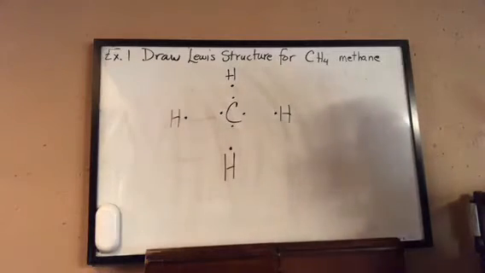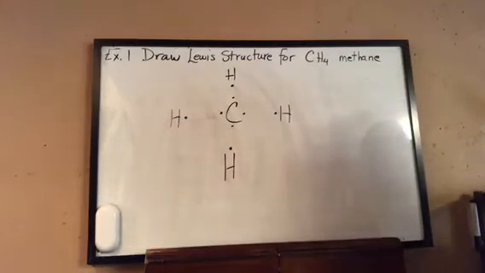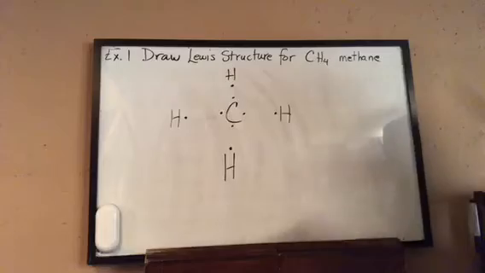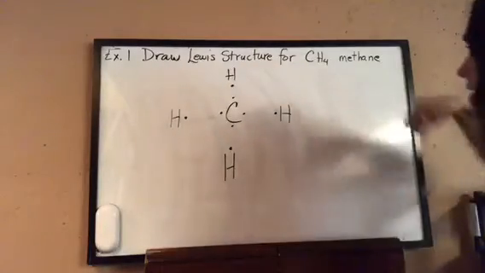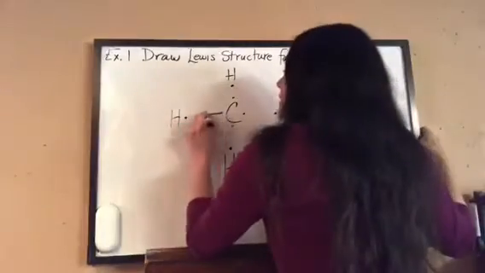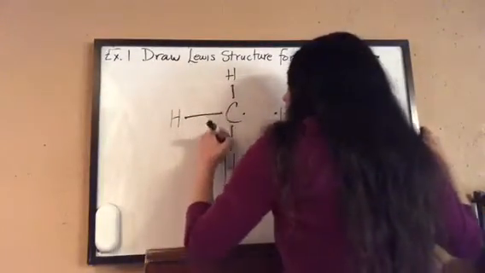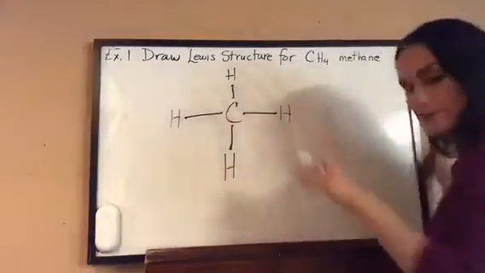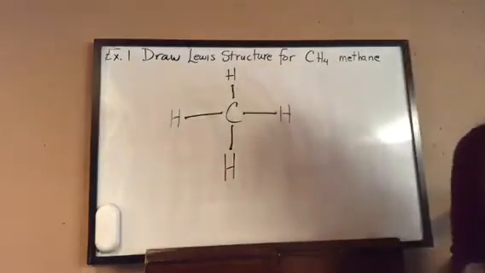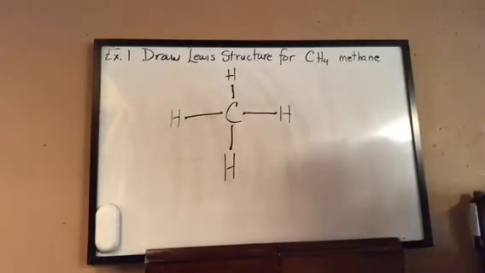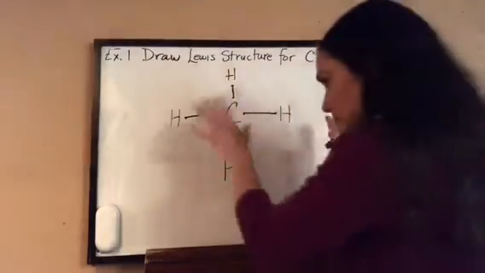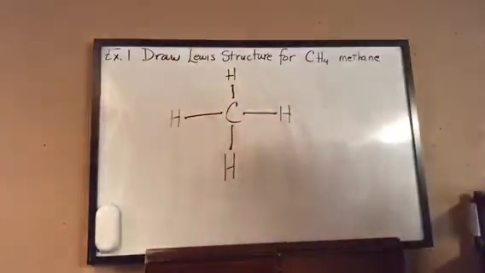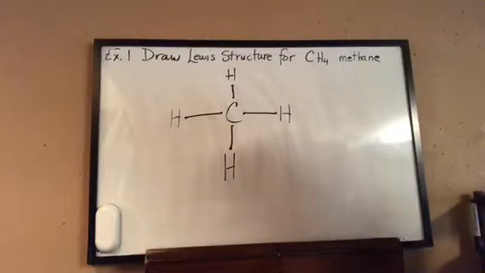Okay, so the next rule is to draw the bonds. Two electrons form one bond. So in this example, we can show it by connecting the dots. Sometimes it's shown by just circling the dots. Carbon and hydrogen here. We drew the bonds.